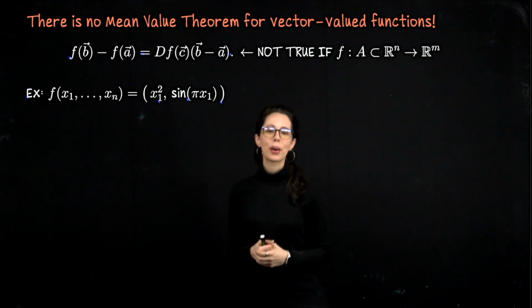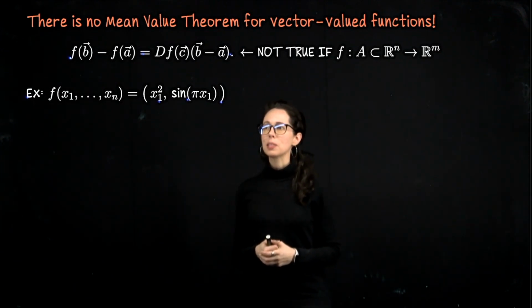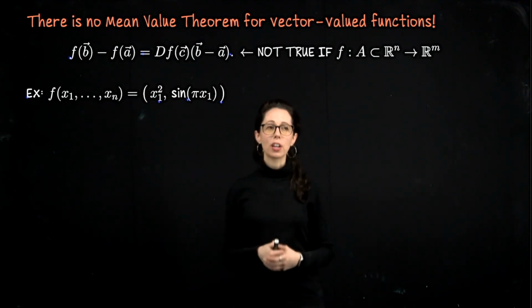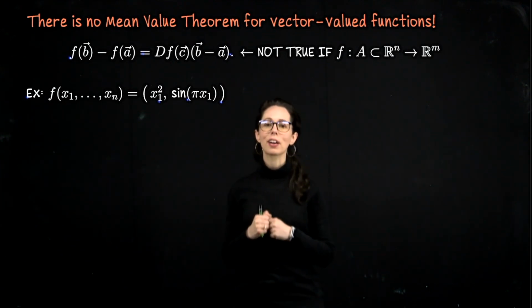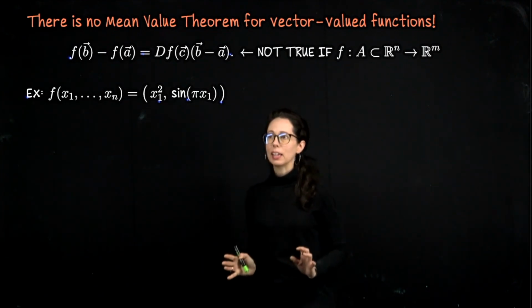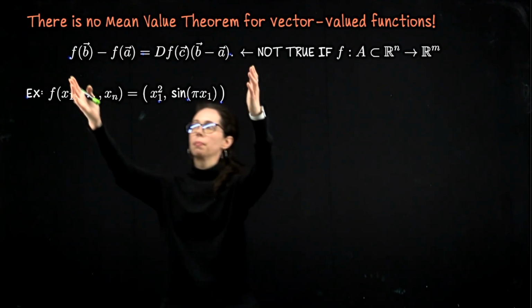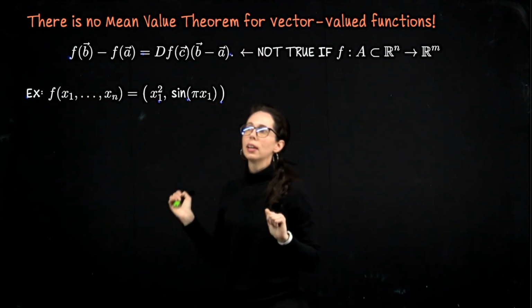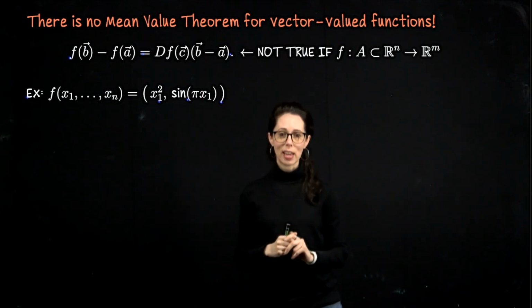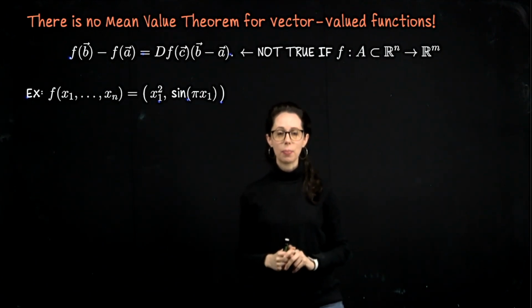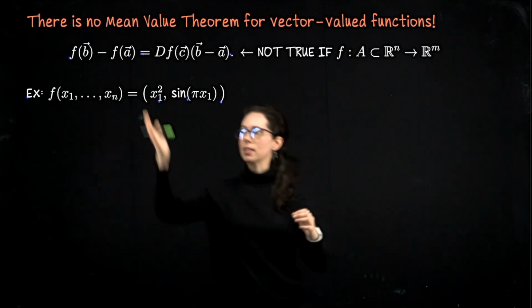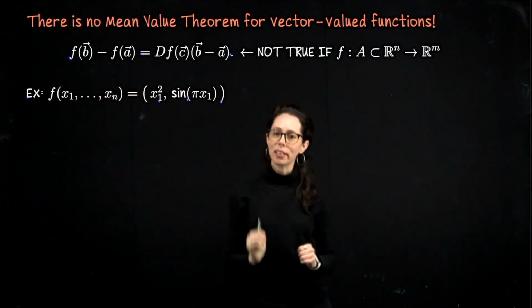Let's wrap up this video by discussing why this mean value theorem does not work if you look at a vector valued function. Say f is a function from Rn to Rm. If that's the case, then the equation that we have here, this would be the statement. It's a fundamentally different type of equality than what we just looked at. And the reason why is that the mean value theorem that we just proved for scalar valued functions has a scalar equal to another scalar.